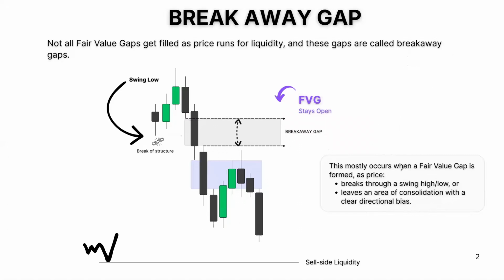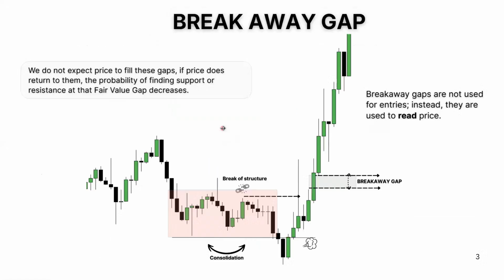So the breakaway gap usually occurs when a fair value gap is formed as price breaks through a swing high or leaves an area of consolidation. Usually a fair value gap becomes a breakaway gap when you see price breaking away from consolidation or breaking a swing high or low. So like the name, breakaway gap, when it breaks away. But most times you see this occur.